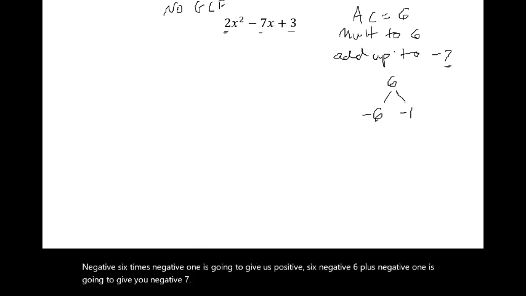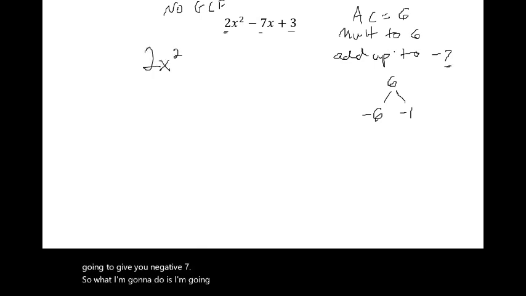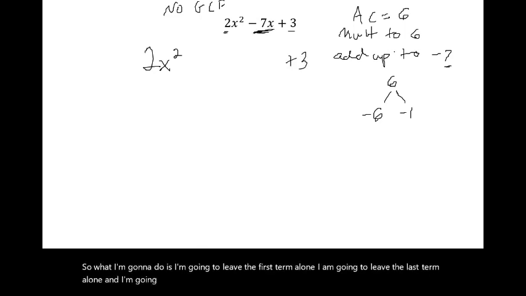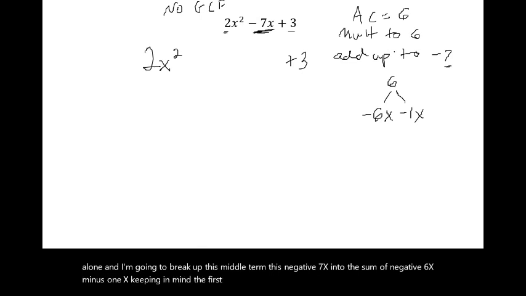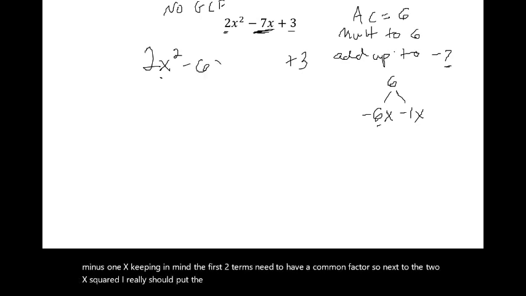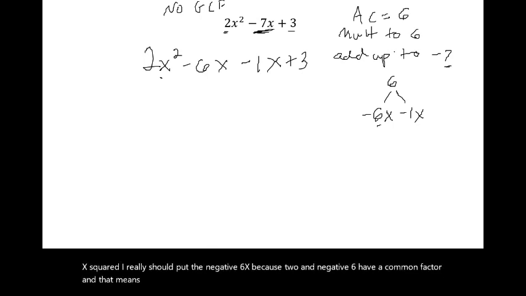So what I'm going to do is I'm going to leave the first term alone. I am going to leave the last term alone. And I'm going to break up this middle term, this -7x, into the sum of -6x minus 1x. Keeping in mind the first two terms need to have a common factor. So next to the 2x squared, I really should put the -6x because 2 and -6 have a common factor. And that means I'm going to put the -1x next to the 3.